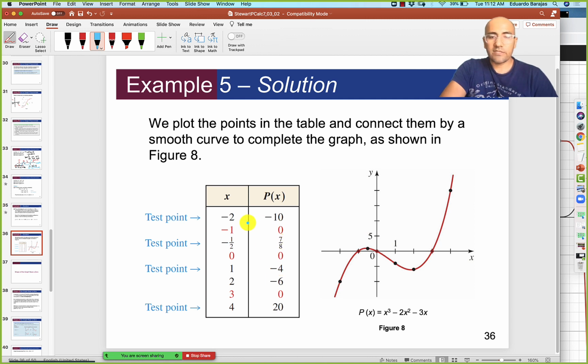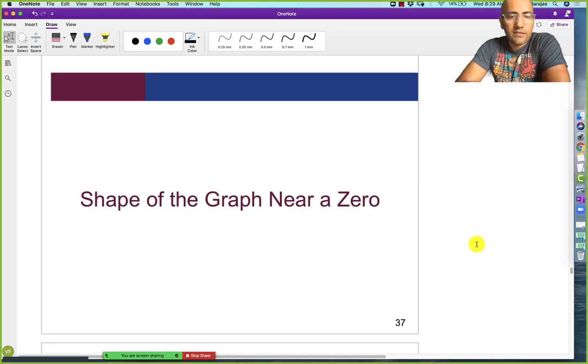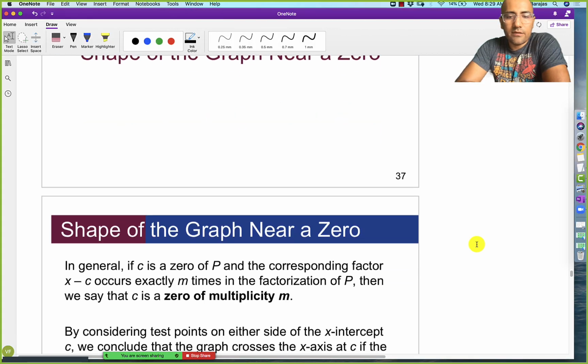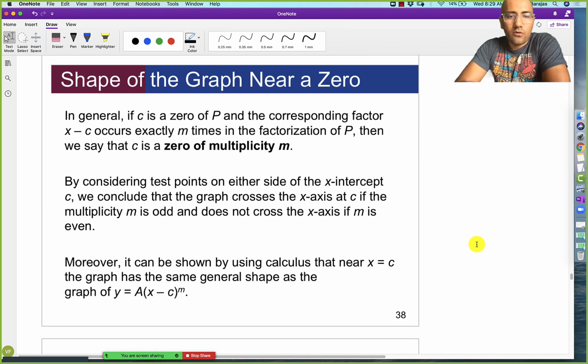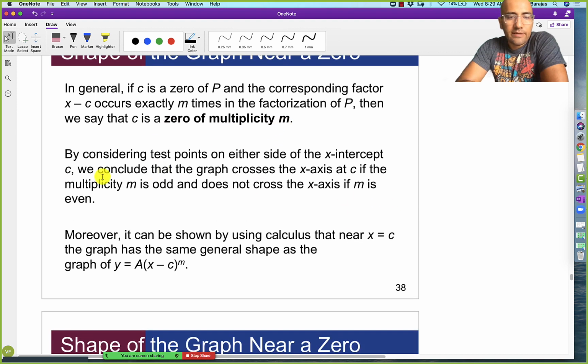So sometimes we do a little table where you just put pluses and minuses to keep track of the signs. So the next thing we're going to look at is the shape of the graph near 0. In general, if c is a 0 of the polynomial, and the corresponding factor x minus c occurs exactly m times in the factorization of p, then we say that c is a 0 of multiplicity m. Good. We'll see an example in a second.